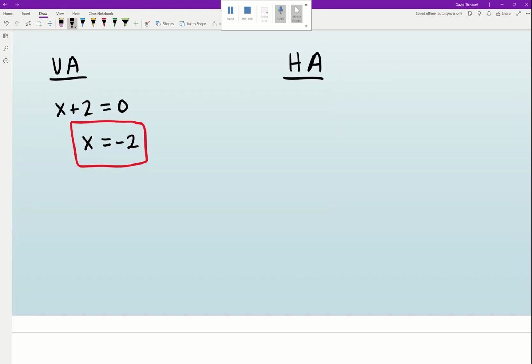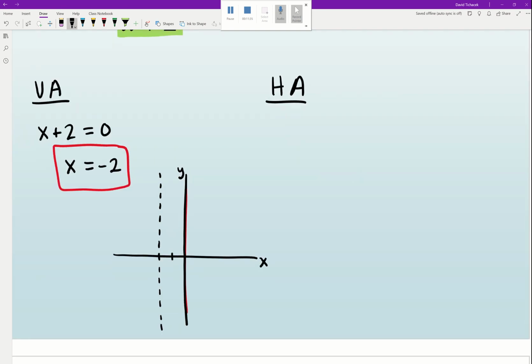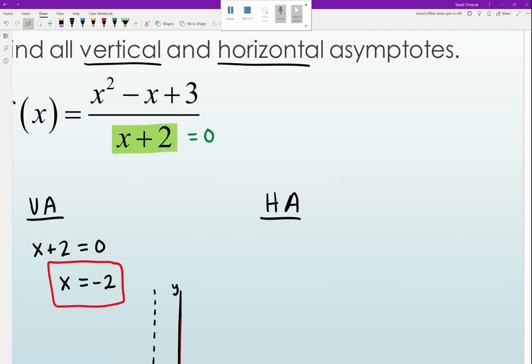So if we were to draw a quick sketch, we just go ahead and draw my y-axis and my x-axis. I would simply just go over to the left 1, 2, and I would drop my imaginary boundary line right there. Okay, so that would be a place where my function is never allowed to touch or cross in its end behavior.